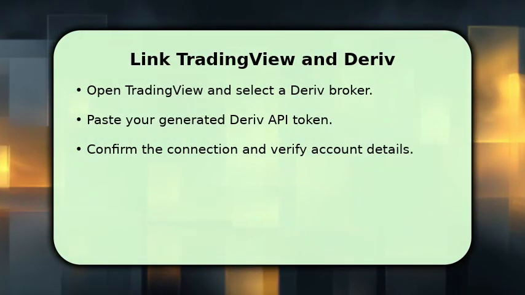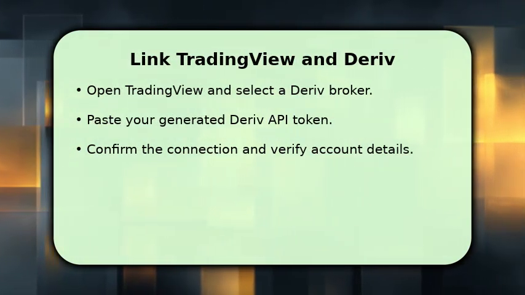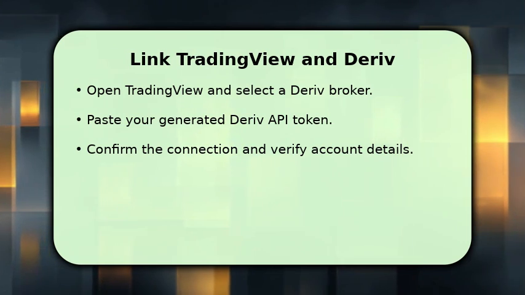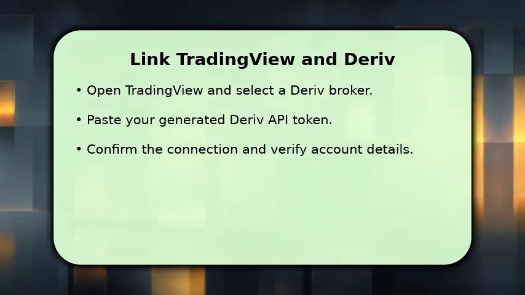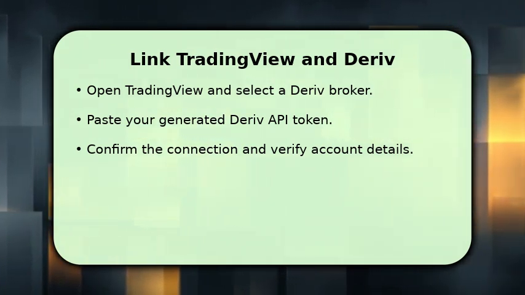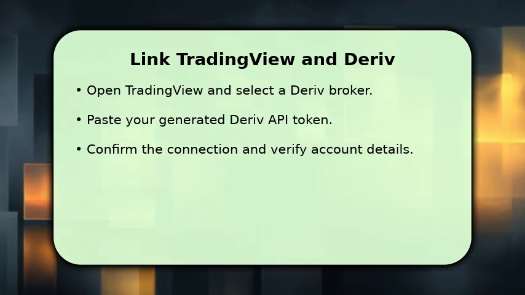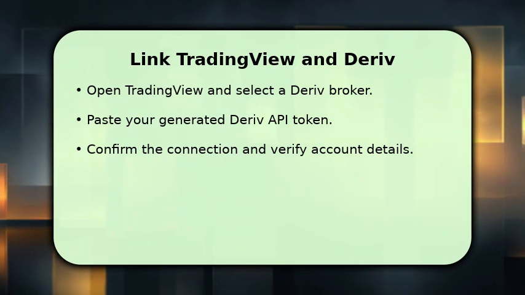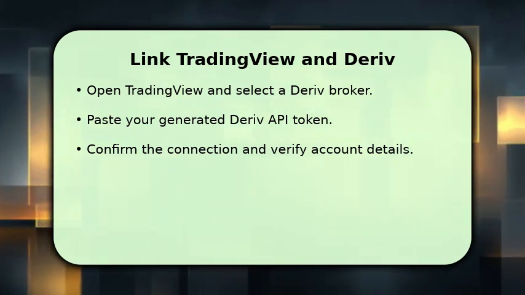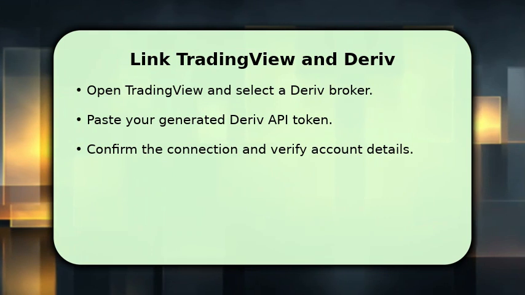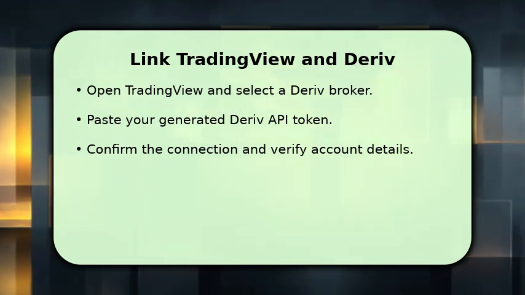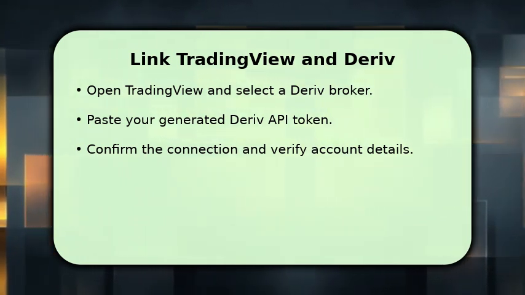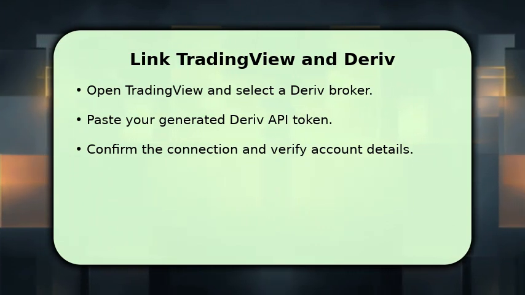Now, open your TradingView platform. On the trading panel at the bottom, look for the Broker tab and select Deriv from the list of available brokers. A pop-up window will appear, prompting you to enter your API token. Carefully paste the token you copied from your Deriv account into this field. Click Connect to finalize the link. Your Deriv account balance and open positions should now be visible within TradingView.